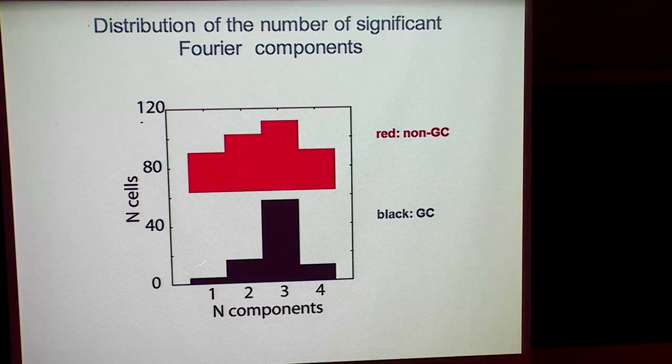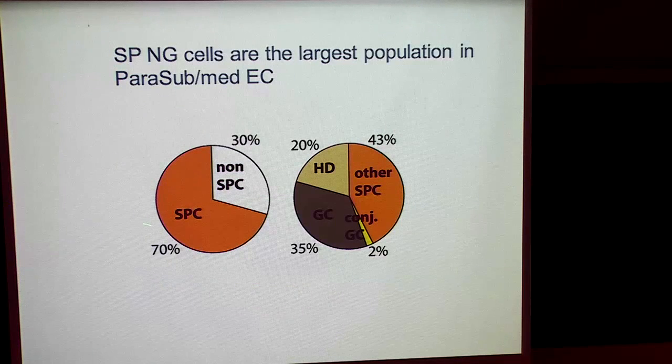In terms of the proportion, it turns out that if you take both the grids and these spatially periodic cells together as a class, they account for a large percentage, 70% of all the cells that are recorded in this particular area, the parasubiculum and entorhinal cortex. And in fact, these non-grid spatially periodic cells are more dominant. 43% of the cells are in that class, and only 35% are in the grids. So we're thinking, I should say, that the grids are special.